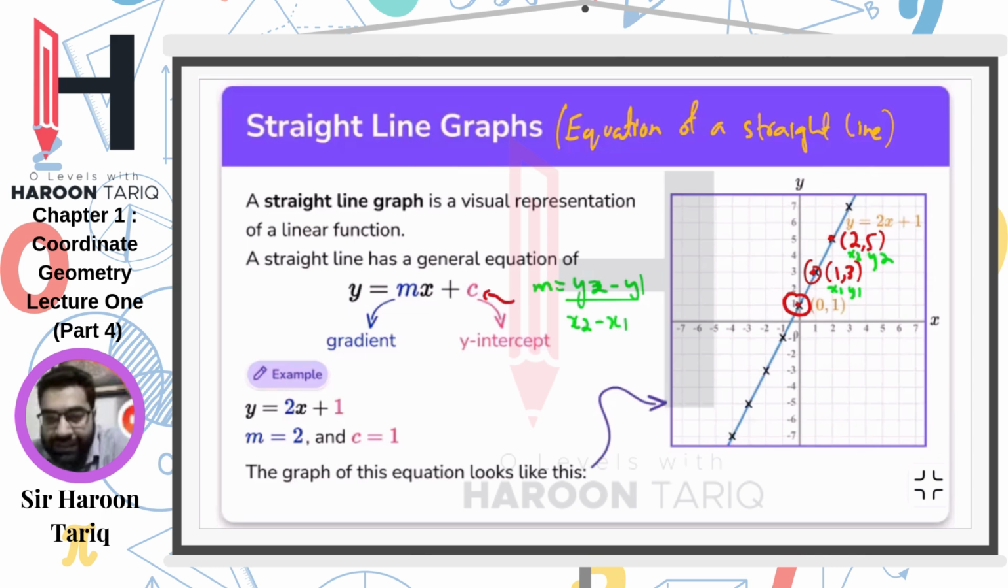Yes, you can, but here this does not cross the 0 point. It does not cross the origin, so here you cannot. As long as the straight line crosses the origin, then you can take 0, 0. Now my y2 is 5 minus my y1 is 3, divided by my x2 is 2 minus x1 is 1. This gives me 2. So my gradient is 2.